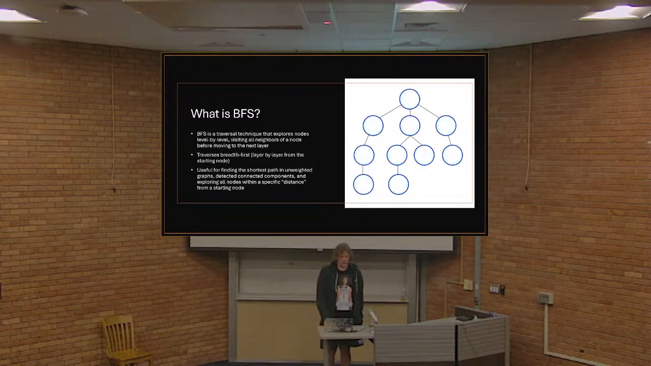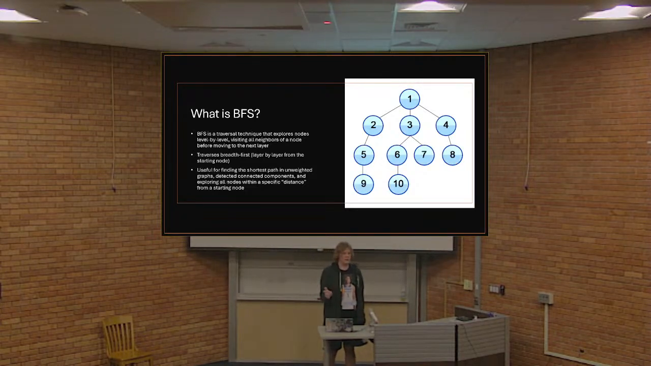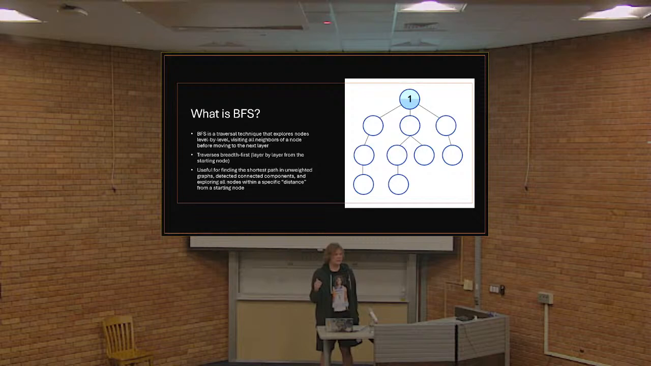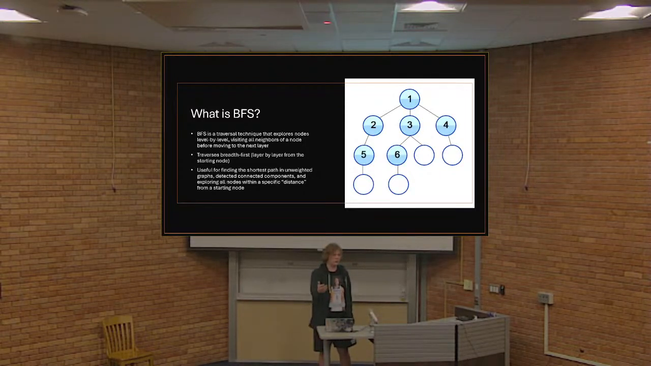This is useful for finding the shortest path in unweighted graphs because the layered approach makes it easy to detect when you're actually at the shortest path without having to do a lot of extra work. Because if I'm only searching 2 layers deep and I've already found my node, I know it's only 2 layers away.